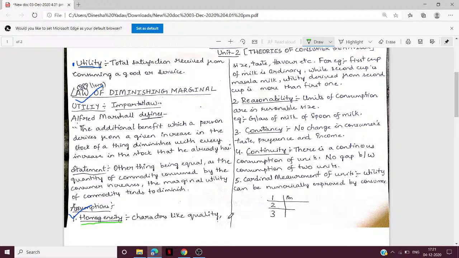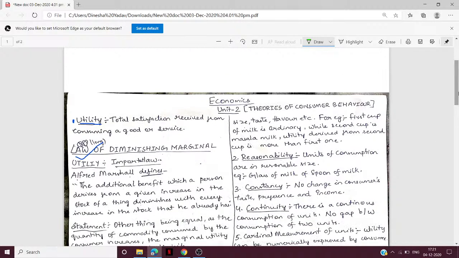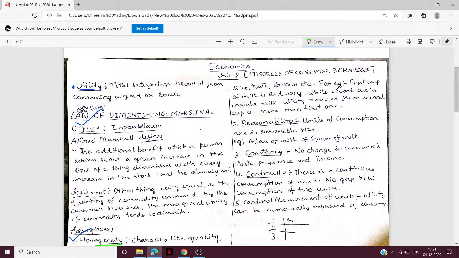So characteristics like quality, size, taste, flavor, etc. are included in homogeneity. For example, first cup of milk is ordinary, while second cup is masala milk. Then the utility derived from second cup is more than first one.